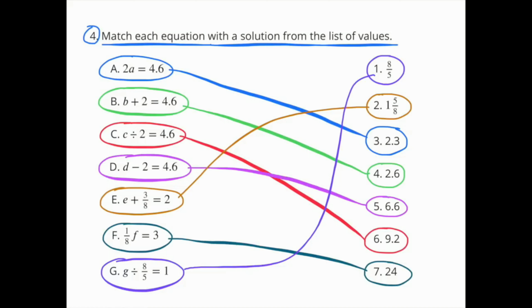F. 1/8 of f equals 3. I match that up with number 7 because 24 divided by 8 equals 3, or 1/8 of 24 equals 3. G. g divided by 8/5 equals 1. I match that up with number 1 because 8/5 divided by 8/5 equals 1.